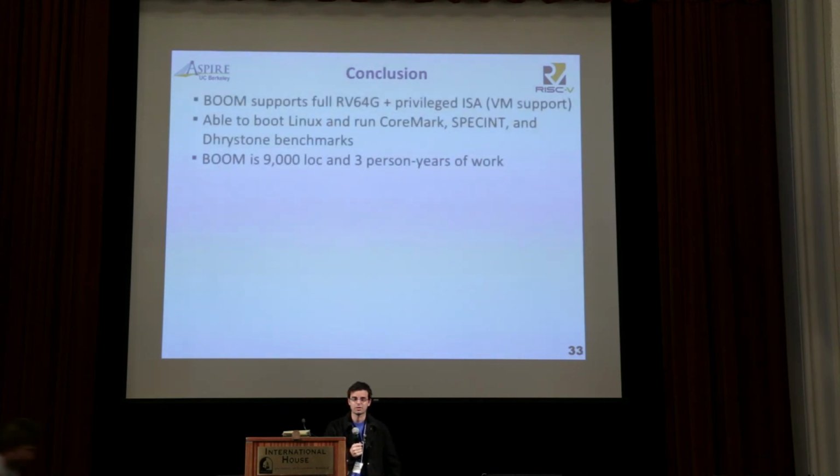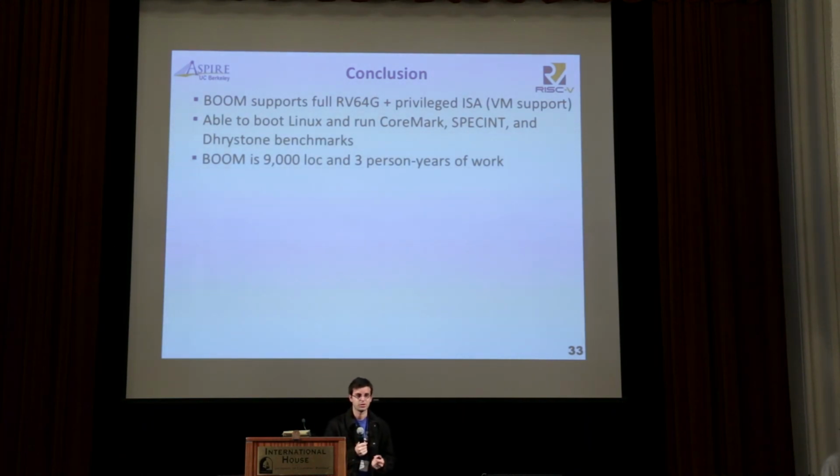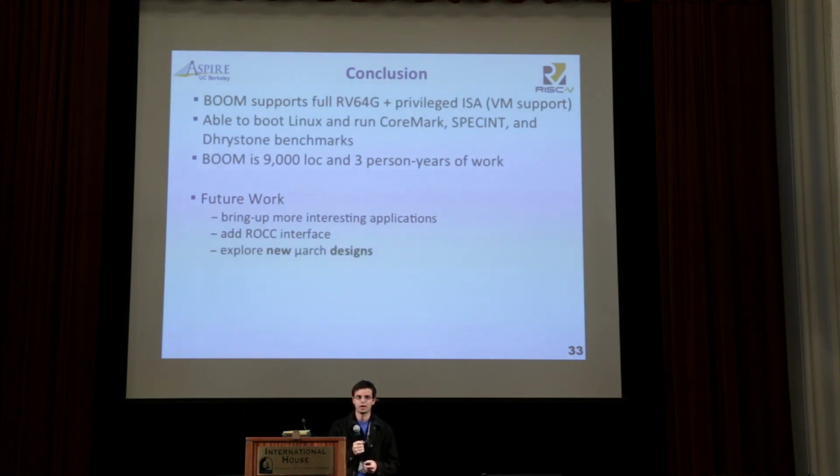BOOM implements the full ISA, including the privilege spec. We can boot Linux, run CoreMark, SPECint, and Dhrystone. BOOM is 9,000 lines of code and 3 person-years of work. And in terms of future work, obviously I want to bring up some more interesting things than just CoreMark and SPEC. I am going to add the ROCC interface so we can communicate with our accelerator stuff. I'm pretty happy with where BOOM is right now, but I do want to explore some new designs, maybe tape out this fall, and open source by winter. So thank you.